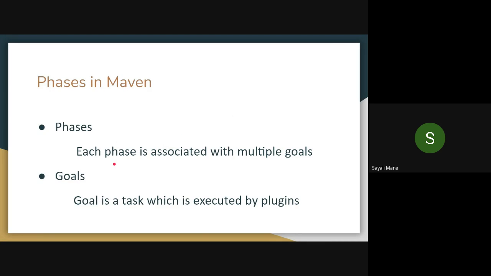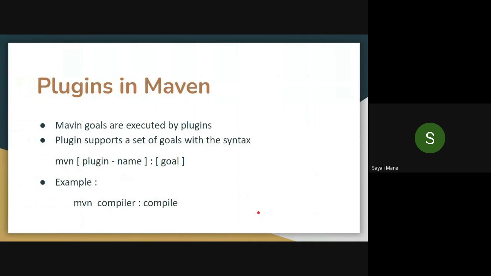Each phase is associated with multiple goals, and what is a goal? It's a task which is executed by a plugin. Plugin is also done. So here is the example. mvn is the short form of Maven. Compiler is the name of the plugin, and this is the compile goal. What does compile mean? I want to compile the respective project. This is a goal of your Maven. So this much you have understood, right?